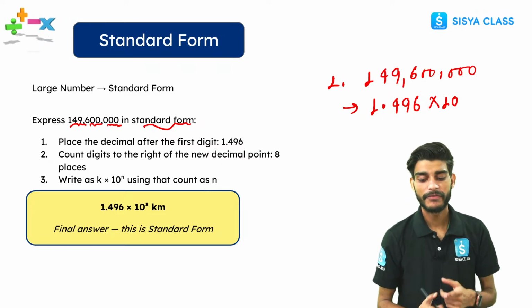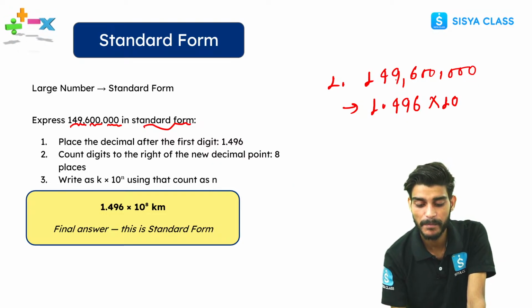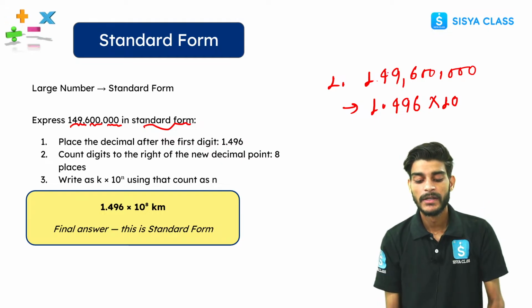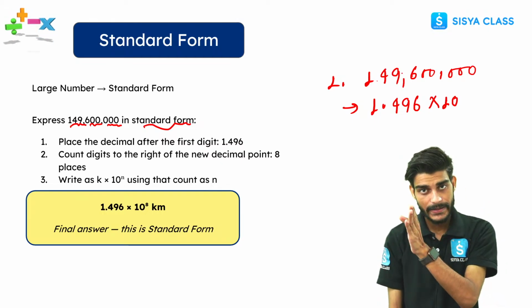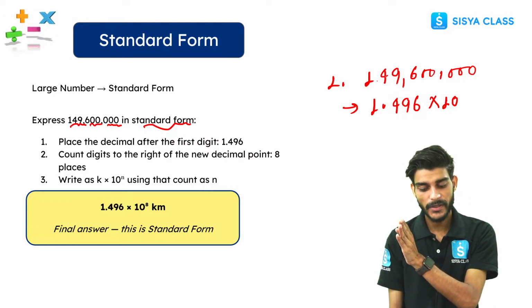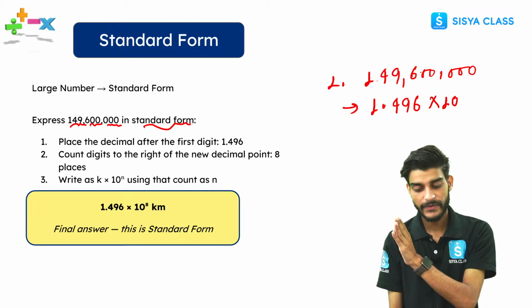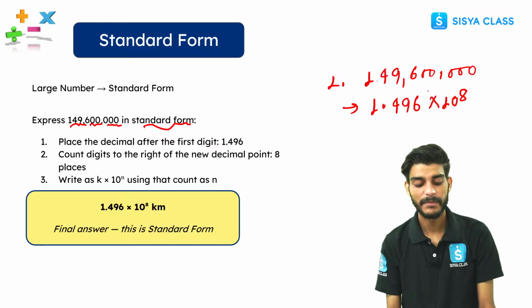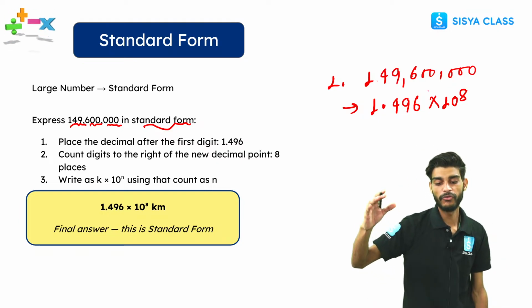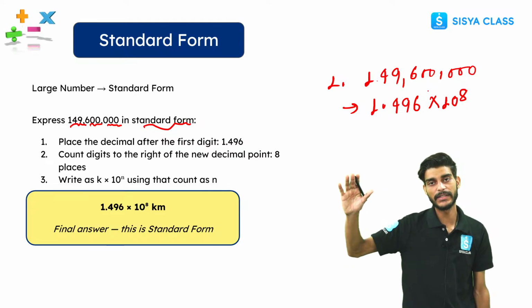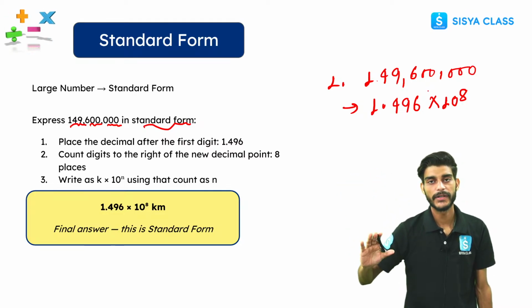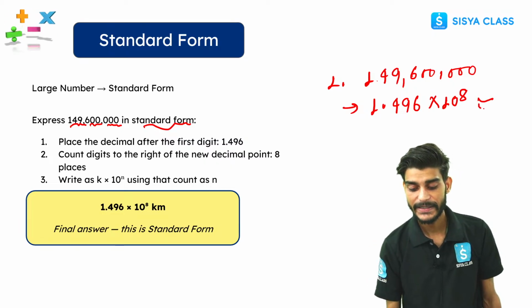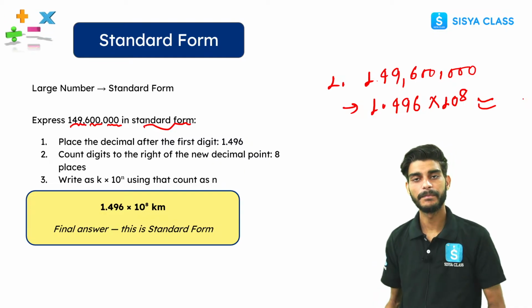The power of 10 will be simply the count of the number of digits after the decimal. So you have put the decimal here, and on the right side you have to count the number of terms. So 1, 2, 3, 4, 5, 6, 7, 8. So what will be the power of 10? It will be 8 only. So 149,600,000 can be written as 1.496 into 10 raised to the power 8. So this is the standard notation for how you write a big number.